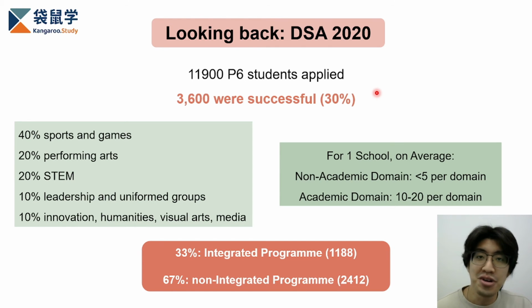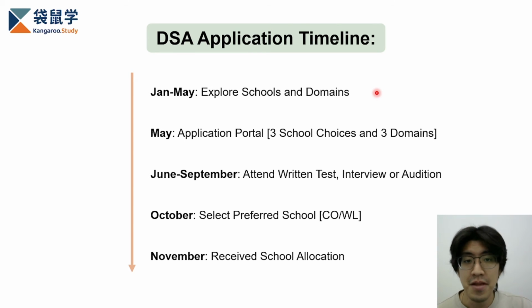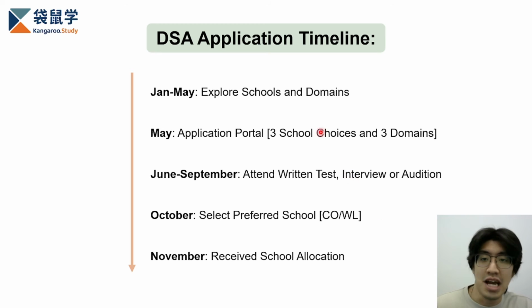How can I know that I am advantaged in a certain domain? Now, let us continue with our discussion on the general information about DSA. The timeline of DSA is roughly around this timeline. So basically from January to May, you try to explore different schools and look at the different domains that are available, because they are quite different from school to school.